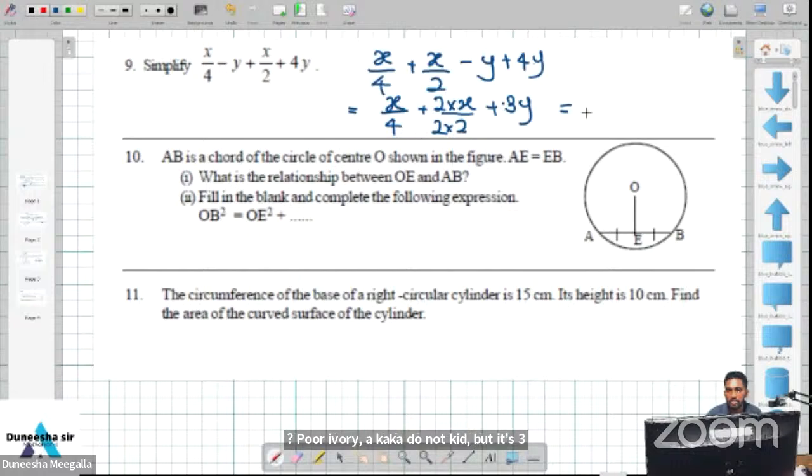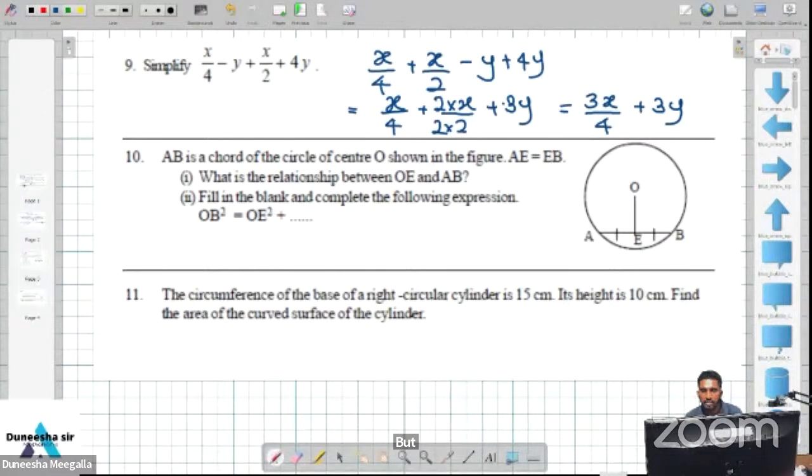Okay, then the denominator is 4. Now x plus 2x is 3x, so we get 3x plus 3y. Okay, can you understand it? Did you understand what I did? If you couldn't get the answer, write it down, after you take the 10th question.